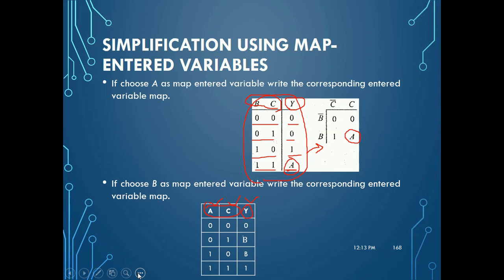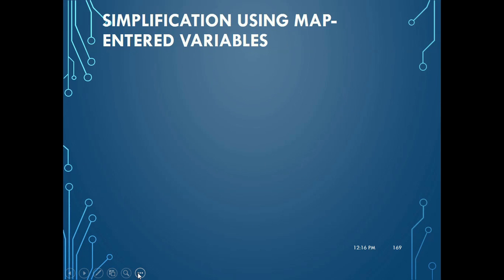In that case, you get the solution as 0 0. If A is 0, C is 0, Y output is 0. And if A is 0, C is 1, you get B bar. And if A is 1, C is 0, you get B, and A is 1, C is 1, you get Y as the output. So this corresponds to this. Let us take one more problem here.